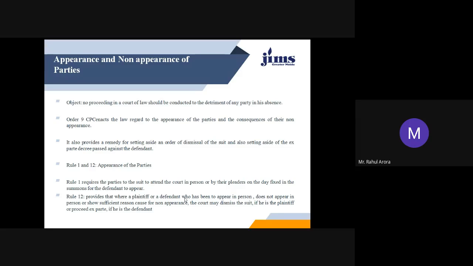So this Rule 12 talks about the grounds for non-appearance of the plaintiff, and this is subject to the condition that if sufficient reasons are shown for his non-appearance, then the court may set aside the dismissal of the suit against the plaintiff, or if it is a case of the defendant, then there are three possibilities: where neither party appears, where only the plaintiff appears, and where only the defendant appears. Then what would be its consequence on the suit?